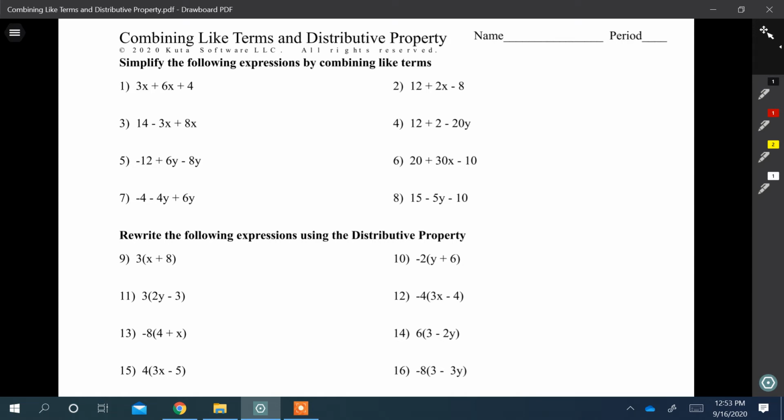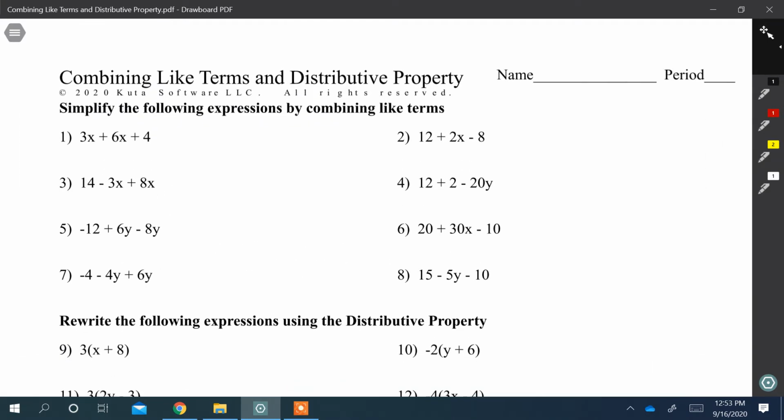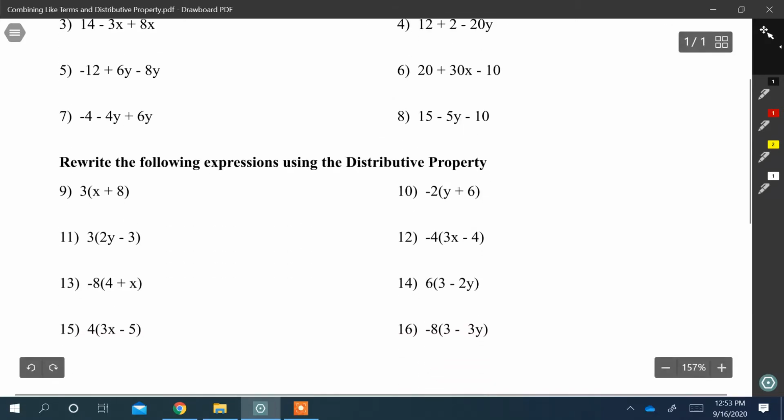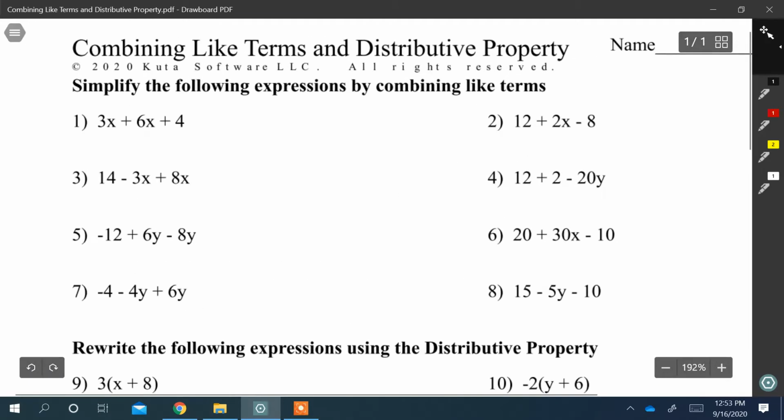Today we're going to be combining like terms in the distributive property. This is one of the worksheets you are supposed to do for class. But to help you out, we're actually going to do half of the problems for you. So if there are 16 problems, we're going to do 8 for you and you're going to do the other 8. That means you only have to do 8 problems. Alright, so let's go ahead and get started.